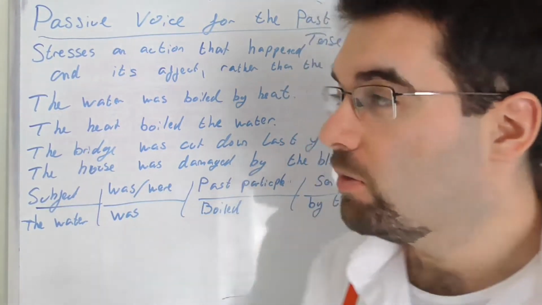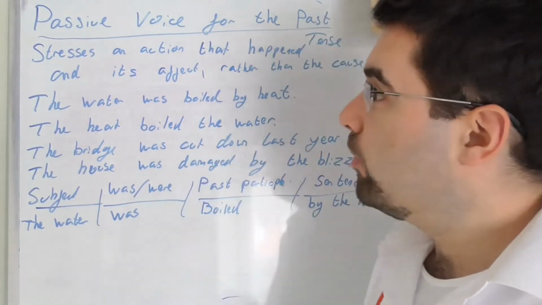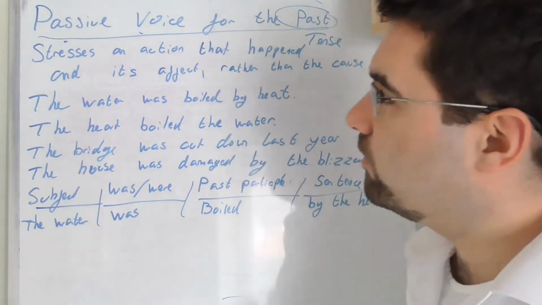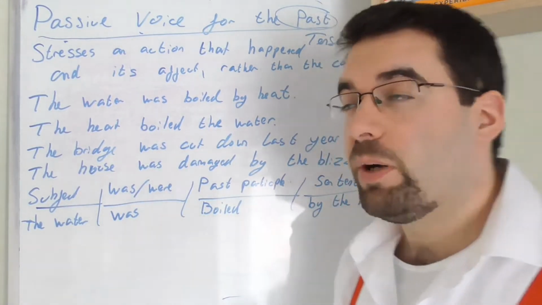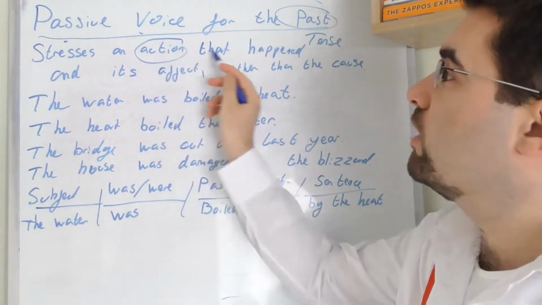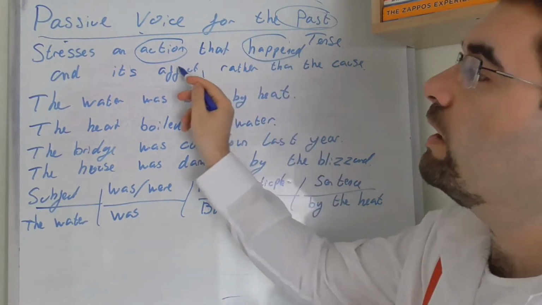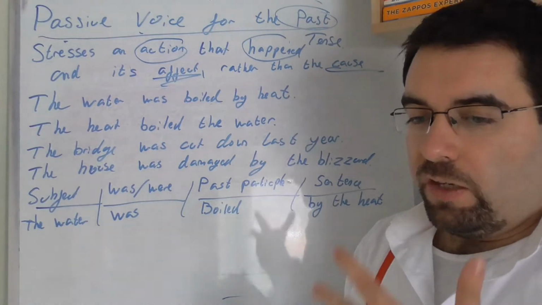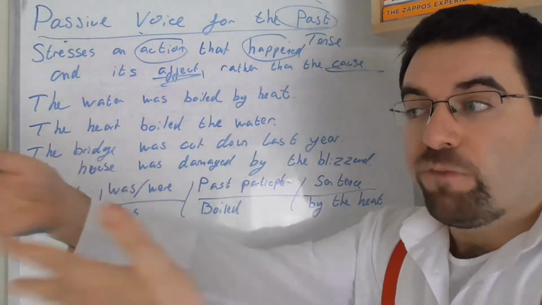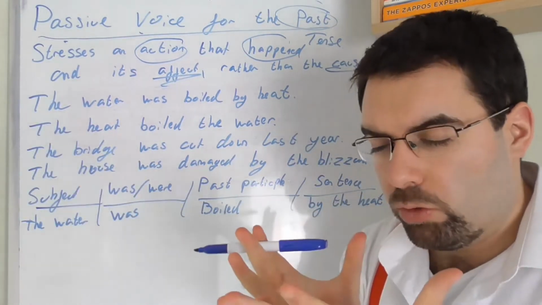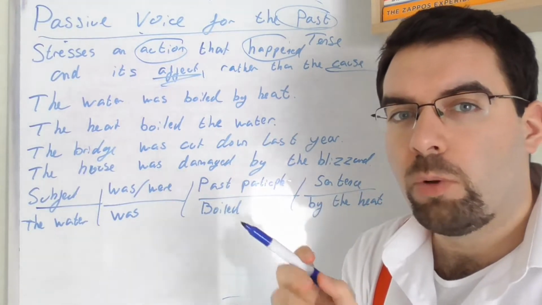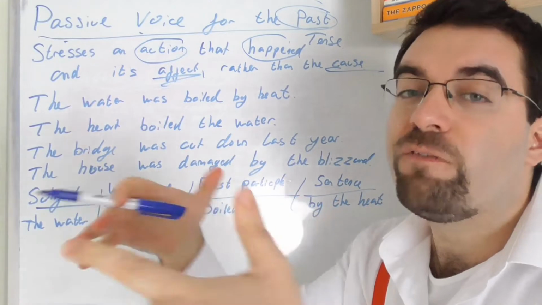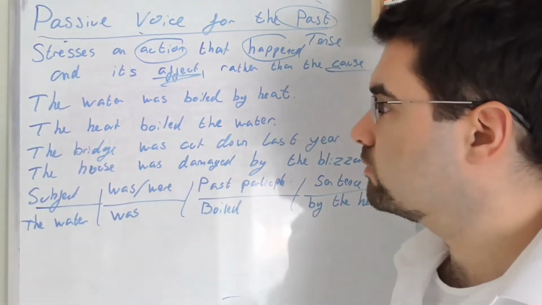But in this lesson, we're going to talk about the passive voice for the past. The passive voice in the past stresses an action that happened and its effect, rather than the cause. The effect of something happening, as opposed to the cause, what started it, what was the beginning. We look at the effects, not the start.